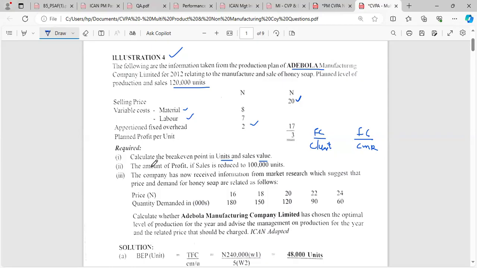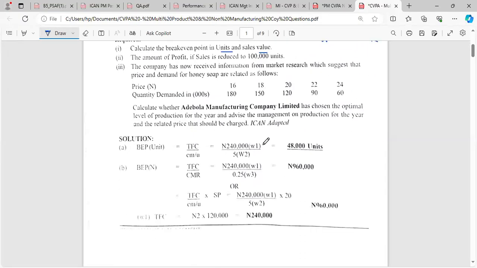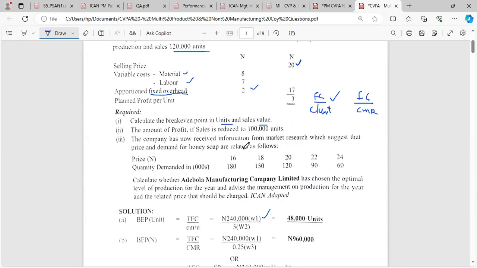We are now asked to calculate the break-even point in units and sales value. So we'll pick the first one, which is fixed cost divided by contribution per unit. How do we get fixed cost? As I've said earlier, our fixed overhead cost is 2 naira per unit. So we'll say 2 naira multiplied by 120,000. That should give us 240,000, which is this working one. Please, anywhere you are not clear, you can let me know.